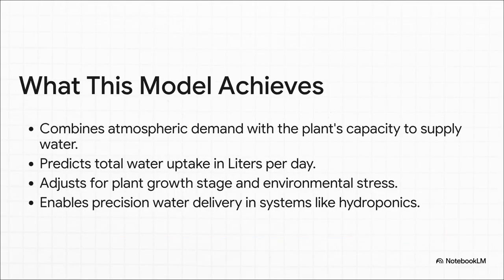So what's the big takeaway here? What does all this actually do? Well, by combining the atmospheric demand for water with the plant's physical capacity to supply it, this digital twin creates a complete picture of the plant's needs. And it's not just some fixed number. It's a living, breathing prediction that changes as the plant grows and the weather shifts. For things like precision hydroponics, this is a total game changer. It means you can deliver the exact amount of water a plant needs, when it needs it. That means less waste and much healthier plants.